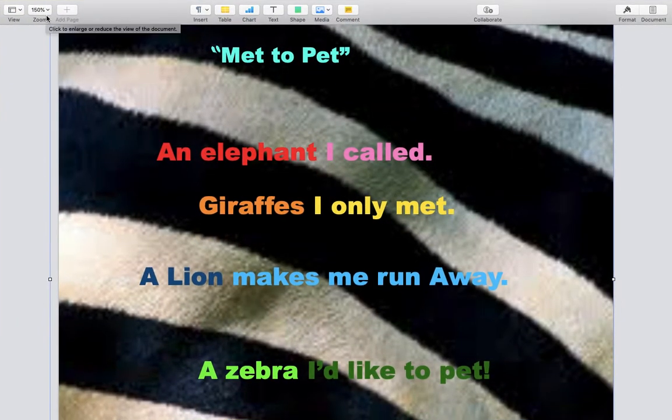It's called Met to Pet, and I played it for you on a previous video using the barred instrument. What I'm going to do now is sing it for you, and when I finish singing, I'm going to play on my barred instrument using the F pentatonic scale in a freestyle improvisational style, so you can see what this is going to sound like in person. All right, so here's the song, and you can sing with me if you want. It goes like this.